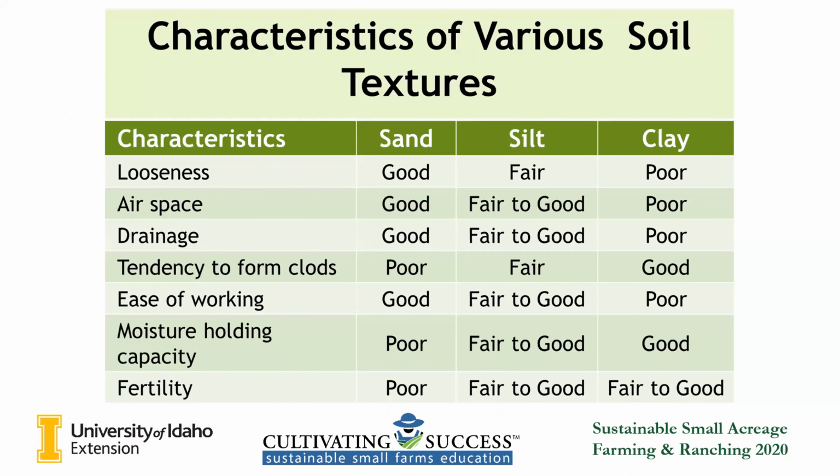Here's just some examples. So the looseness or airspace or drainage of a soil that is more sandy is going to be quite good. Whereas if you have more of the finer clay particles in that soil, it's going to be poor. The moisture holding capacity as well is poor for a sandy soil because it does drain out, whereas it's better for the clay or silty soils.